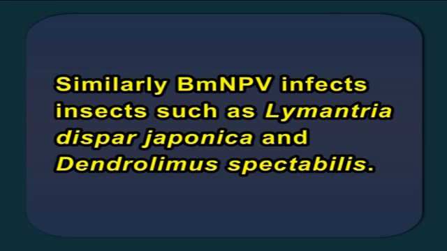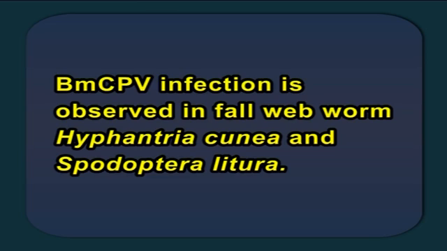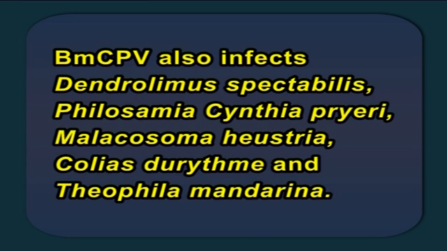Similarly, BmNPV infects insects such as Lymantria dispar japonica and Dendrolimus spectabilis. BmCPV infection is observed in fall webworm Hyphantria cunea and Spodoptera litura. BmCPV also infects Dendrolimus spectabilis, Philosamia cynthia ricini, Malacosoma neustria, Callimorpha diurotheme and Theophila mandarina. The mulberry pyralid Glyphodes pyloalis is a major alternative host to BmDNV1 and BmDNV2. Beauveria bassiana and other fungal pathogens occur worldwide, which has the largest host list and occurs in soil as ubiquitous saprophytes.